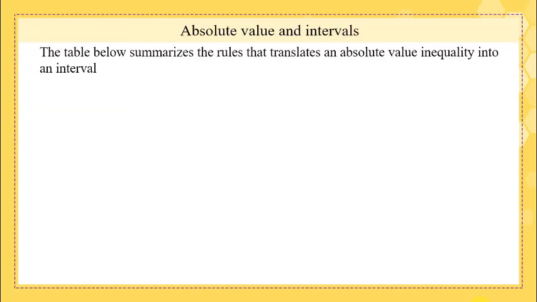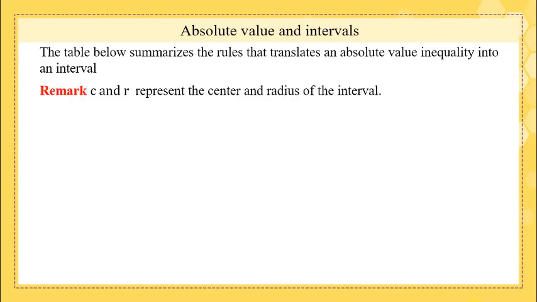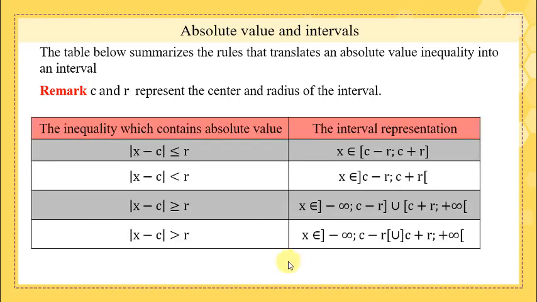Now, absolute value and intervals. We have this table where C represents the center and R represents the radius of an interval. I have only one remark here. If we have less than or equal, we have a single interval. And if we have greater than or equal or greater than, we have a union of intervals. And you can apply these rules.